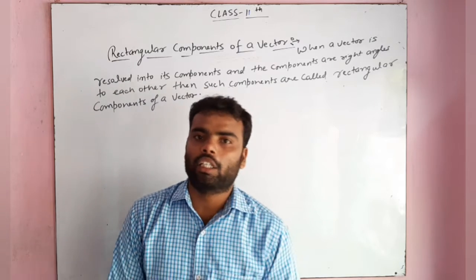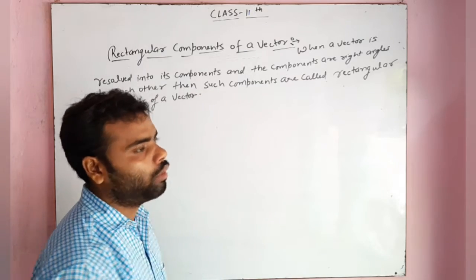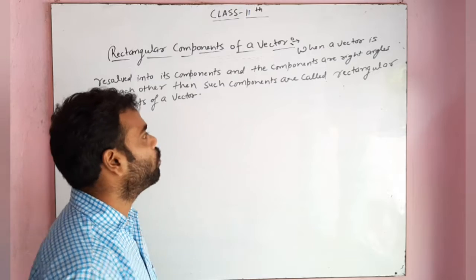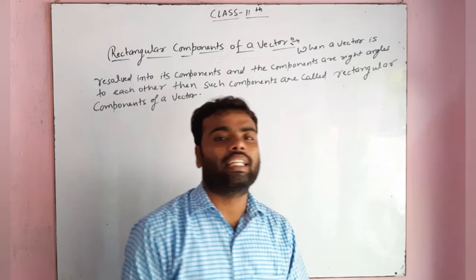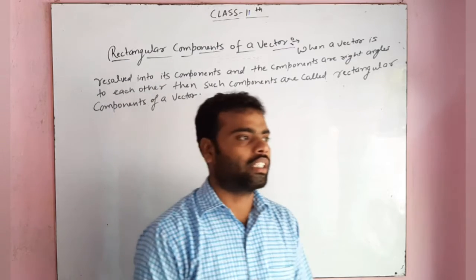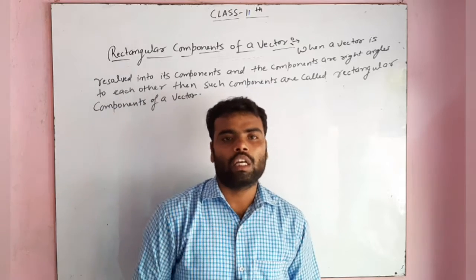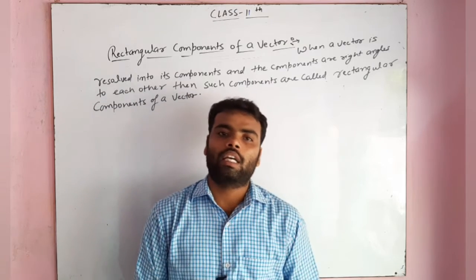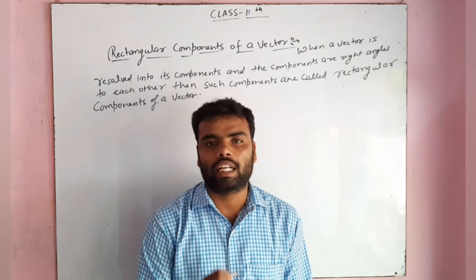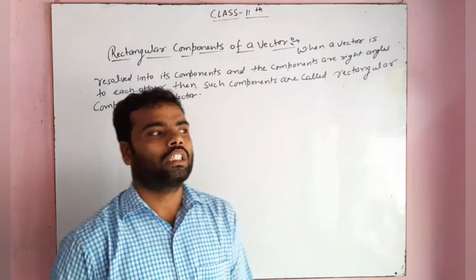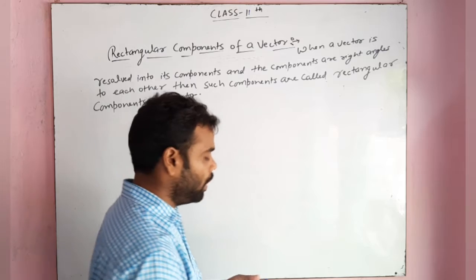So what are rectangular components of a vector? If a vector given to us is split up into two component vectors which are at right angles to each other, they are known as rectangular components of the vector. I am repeating again: if a given vector is split up into two vectors which are at right angles to each other, then they are said to be rectangular components of the vector.